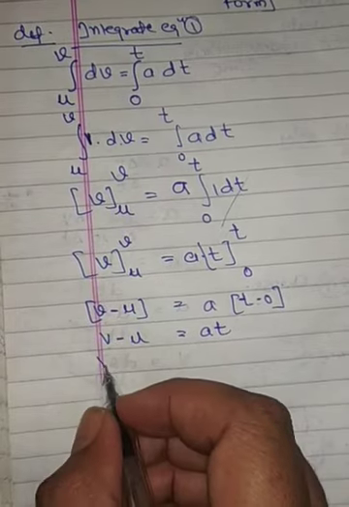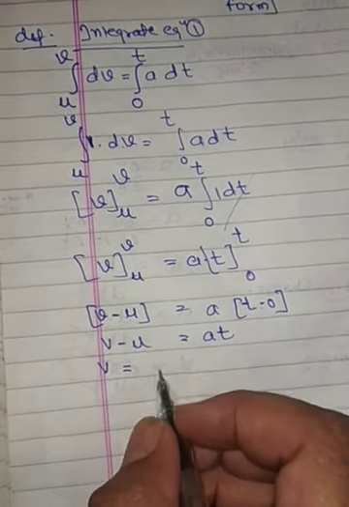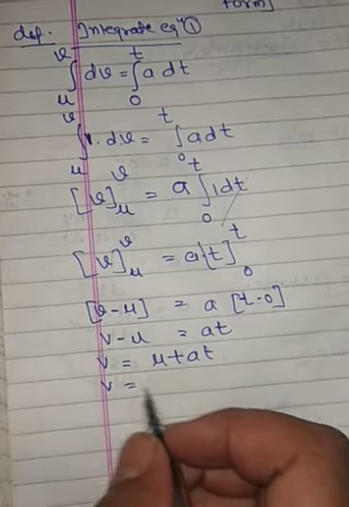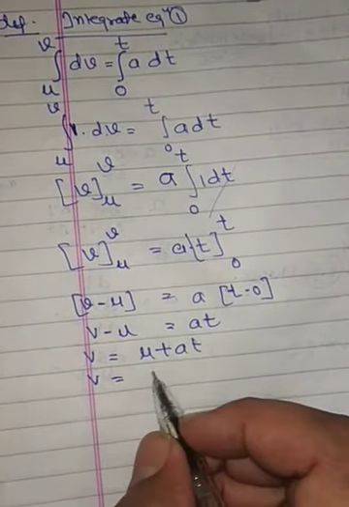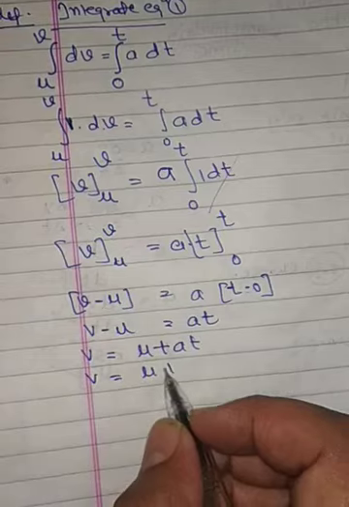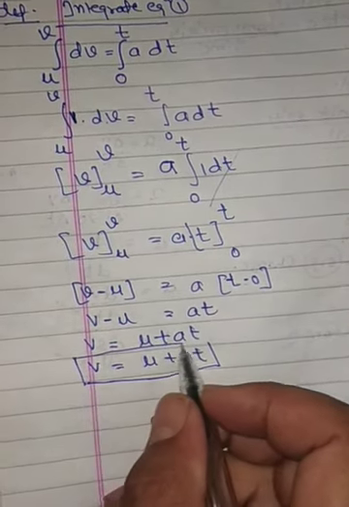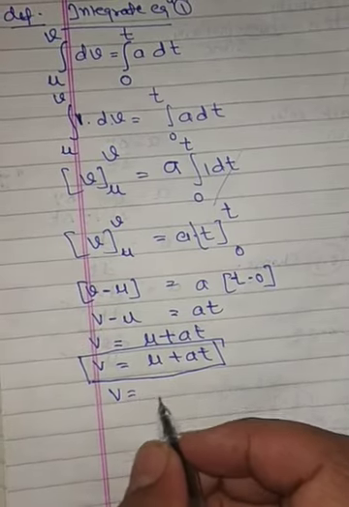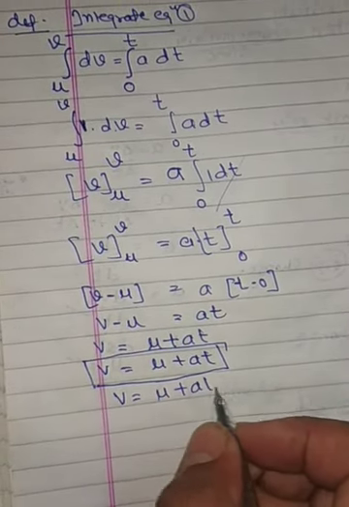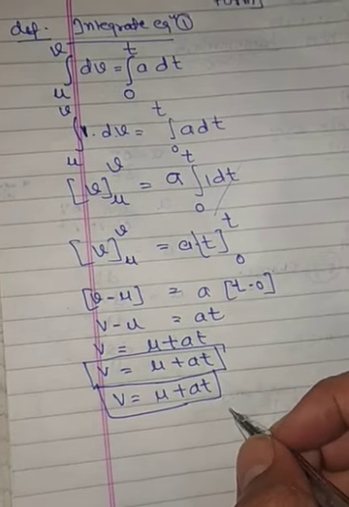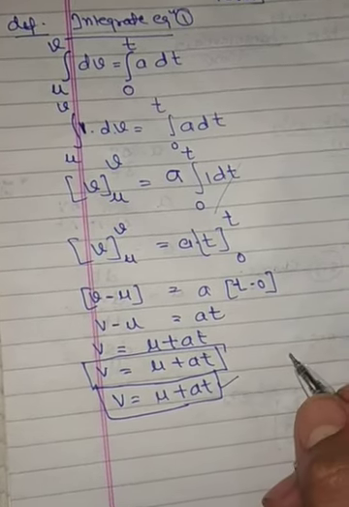Take this u to the other side, and it becomes the positive term. So here we get the equation v is equal to u plus at. This is the expression, or derivation, for the first equation of motion. It means v is equal to u plus at. So we solved this equation with the help of the integration and differentiation method. This is the final result.